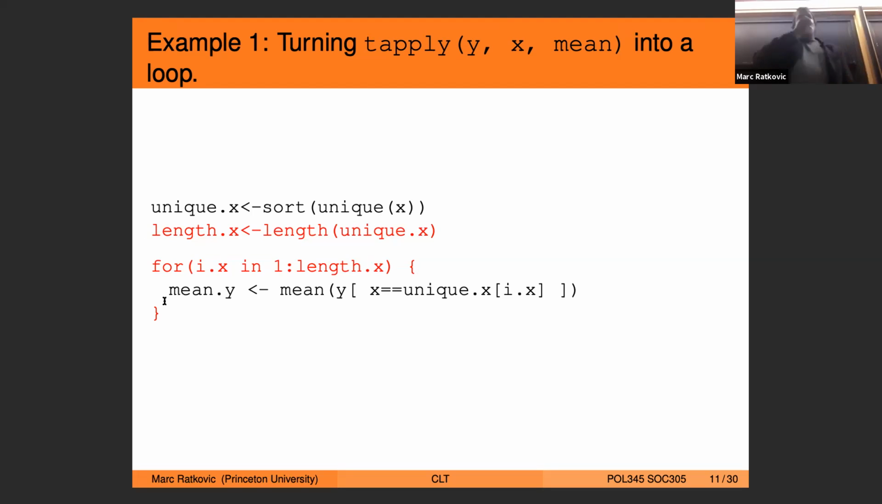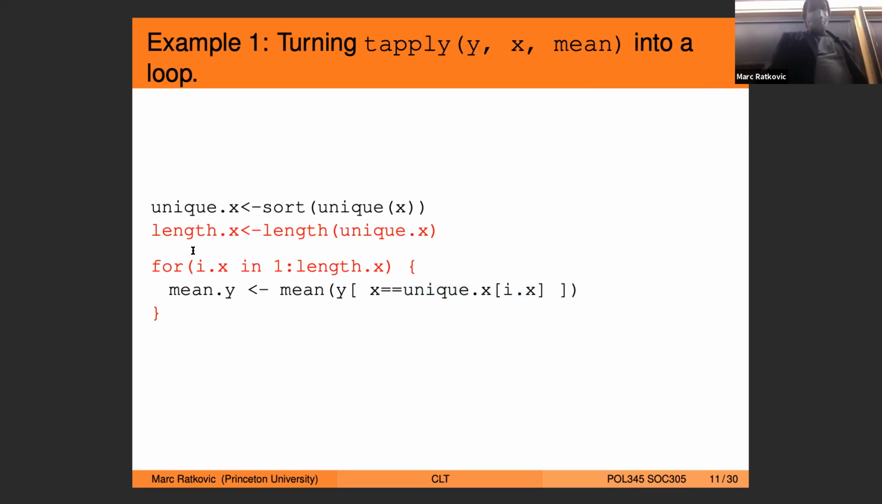To explain what this code is about to do, it's about to set I.X equal to 1. Then with I.X equal to 1, it's going to take the first unique value of X, the values of X that are equal to the first unique value of X, and the mean of the Y's for which X is equal to the first unique value of X. And that's what this line here is giving us.